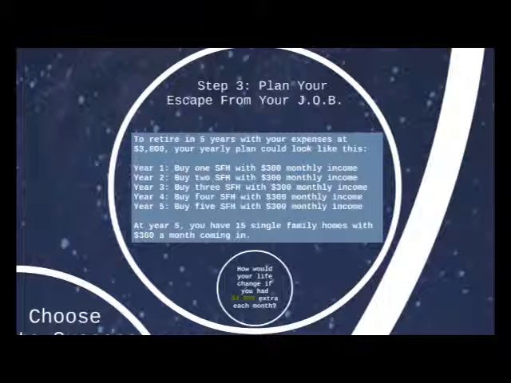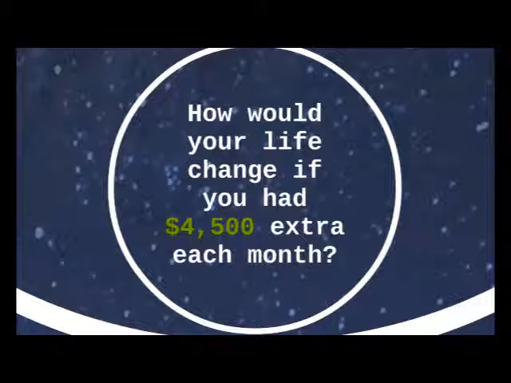So at year 5, you have 15 single-family homes with $300 a month coming in. $300 times 15 would be $4,500 extra each month that would go in your pocket. So how would your life change if you had $4,500 extra each month?